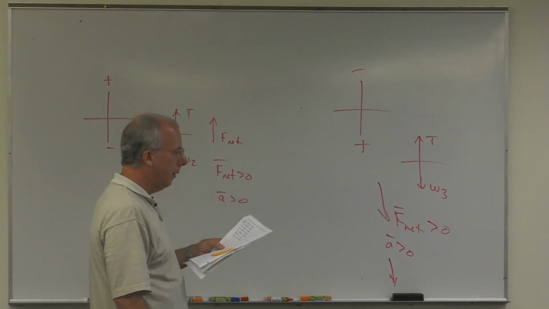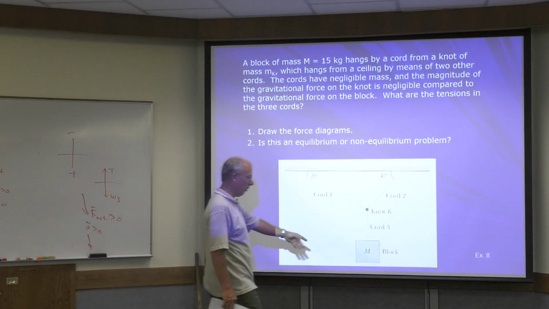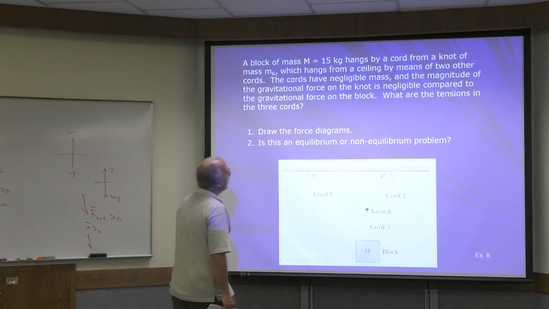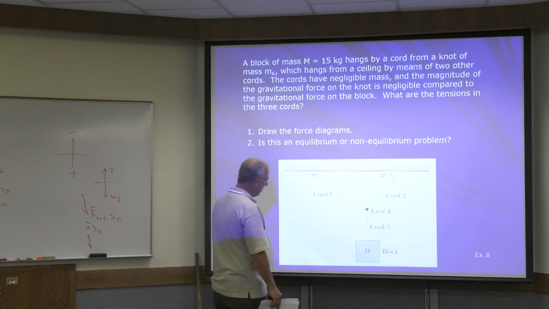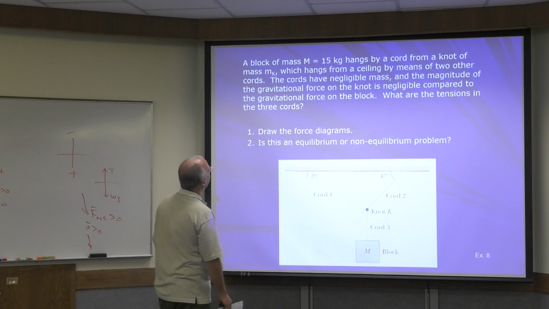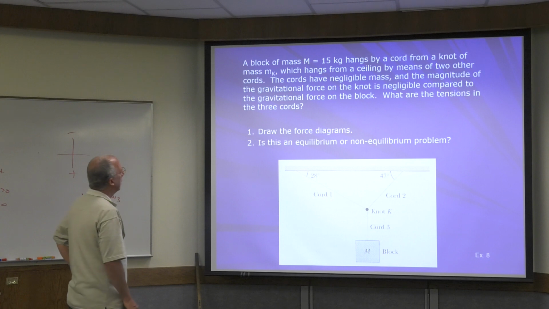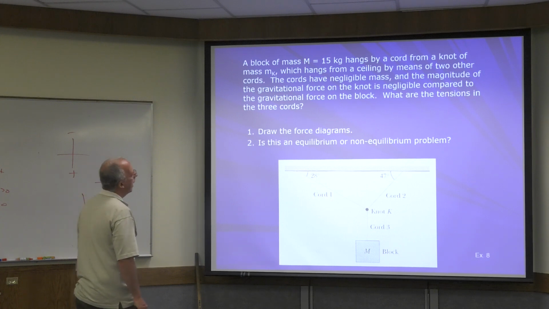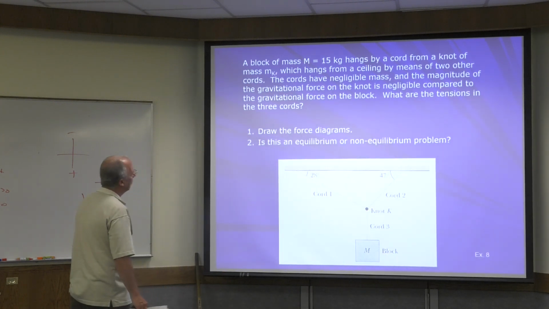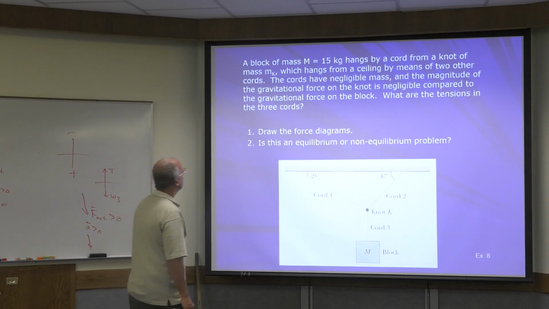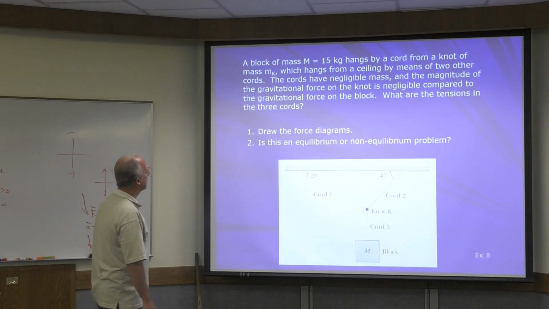Okay, oh, this is a good one. A block of mass M, 15 kilograms. That's a lot, 15 kilograms, right? Hangs by a cord from a knot. So the knot has mass Mk. That makes sense, right? K. Which hangs from a ceiling by means of two other cords. The cords have negligible mass.